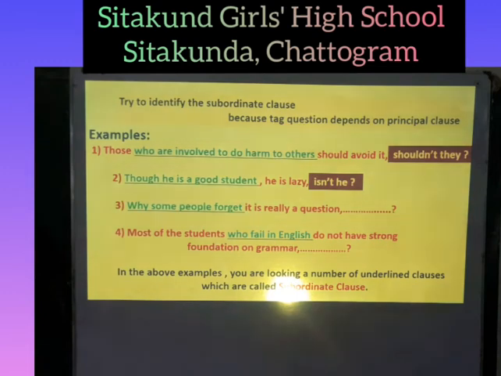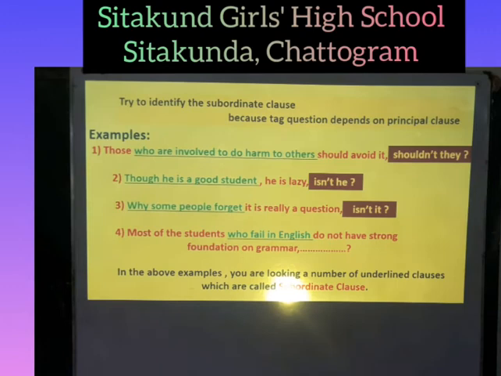Isn't for is, and he for he, because he is a pronoun. Why some people forget, this underlined clause has been started with why, and this underlined clause is called subordinate clause, and it is really a question, is a principal clause. For this principal clause, tag question will be isn't it, because isn't for is and it for it.